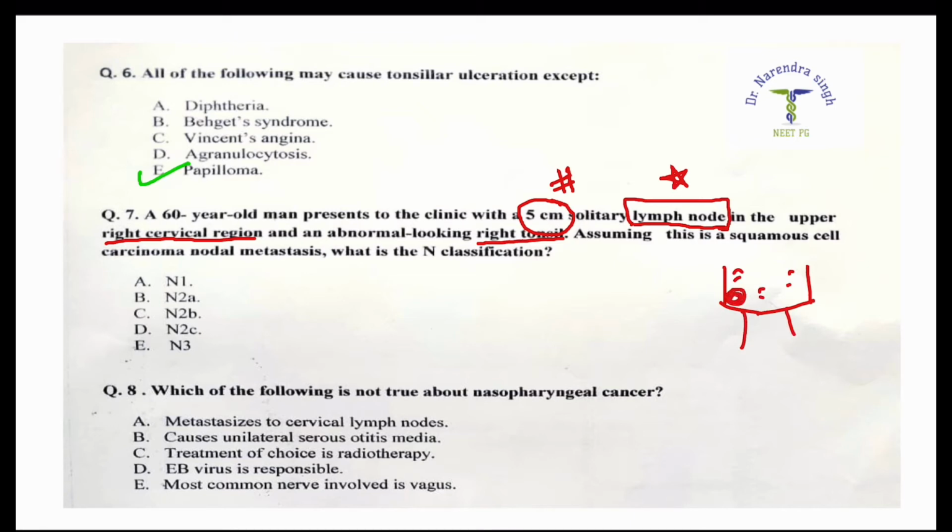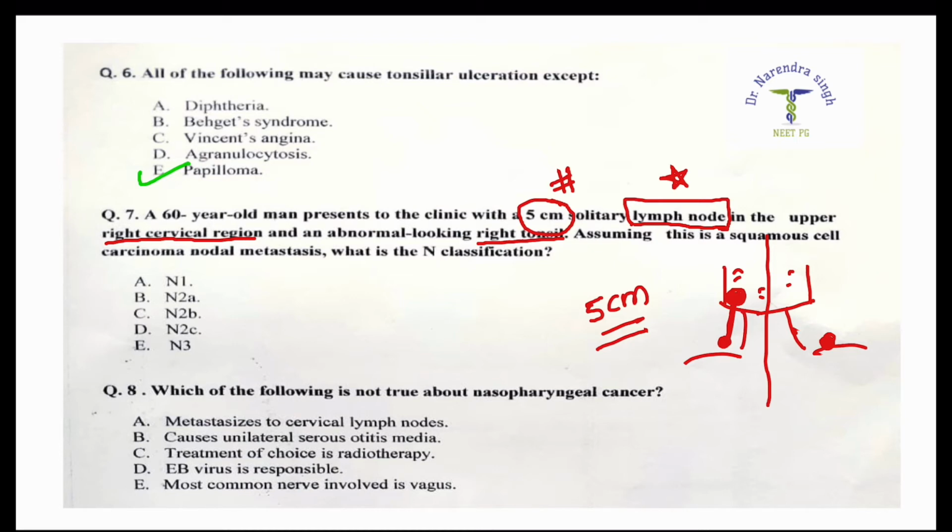The right side of the tonsil is involved and the node is also on the right side. So one clue in the question is that it has not crossed the midline. The ipsilateral lymph node is involved, not the contralateral lymph node. So we know that in an ipsilateral lymph node, the grade will be toward the lesser side. Now, going to the second one, that is the 5 centimeter. So, the 5 centimeter lymph node lies in the category of N2.